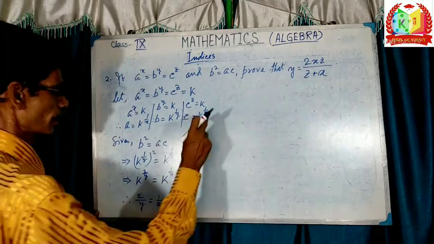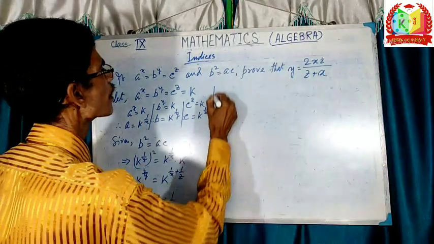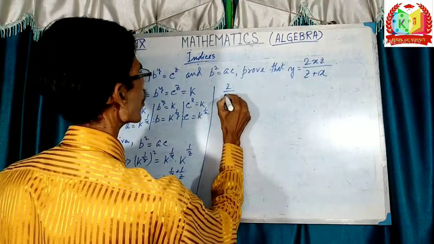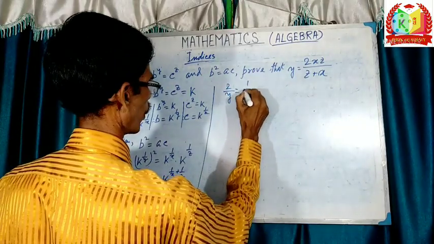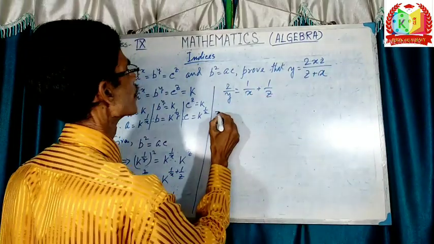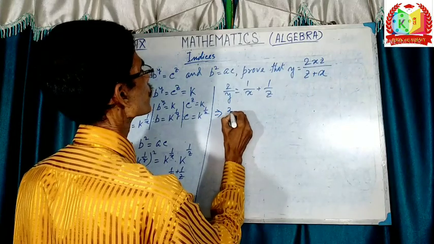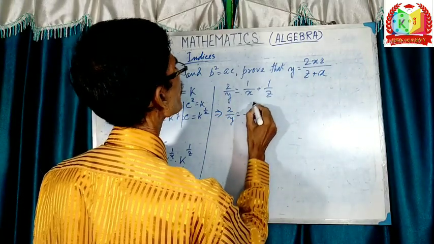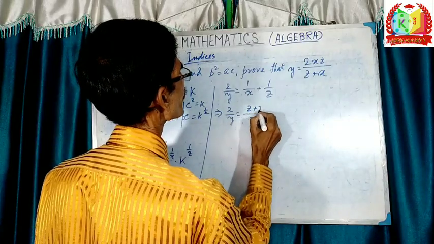Now write this part here. 2 by y equal to 1 by x plus 1 by z. 2 by y equal to z plus x by xz.